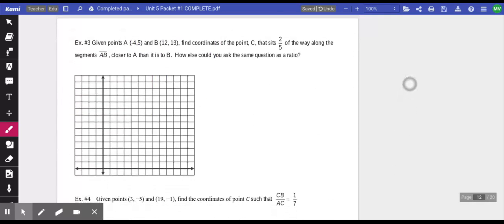So now I want you to pause. I want you to try this one. But first I want to help you. They want me to find the coordinates that sits 2/5 of the way. So the first thing I want to do is find that as a ratio. So 2/5 means I'm breaking it into 5 equal parts. That means I want the ratio to be 2 to 3. So I want you to pause, and I want you to find the answer either graphically or using the formula.